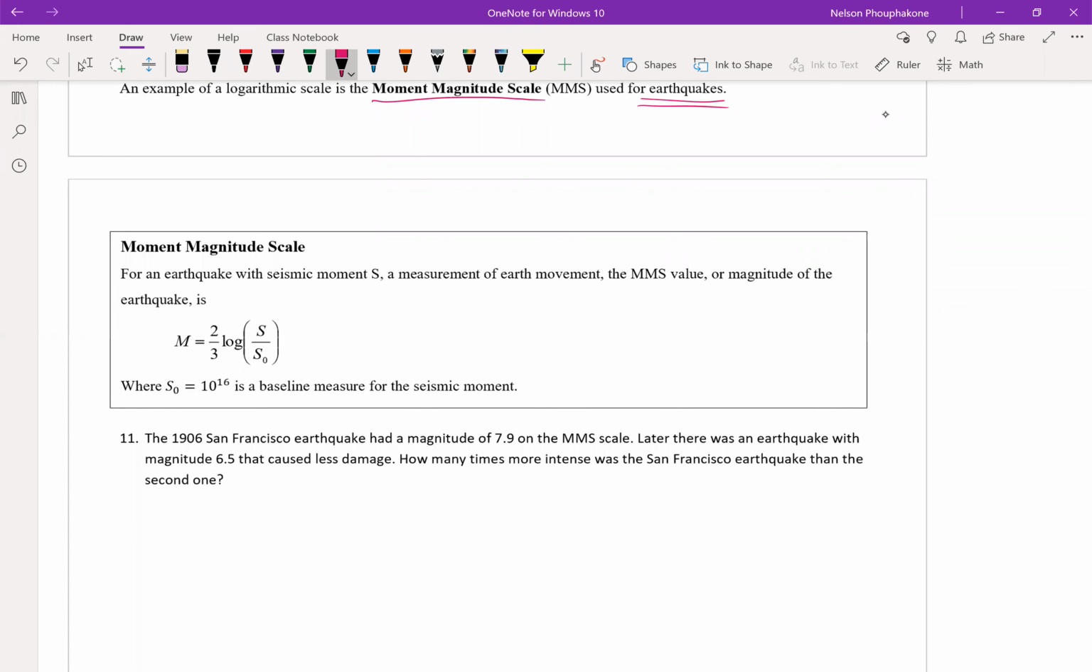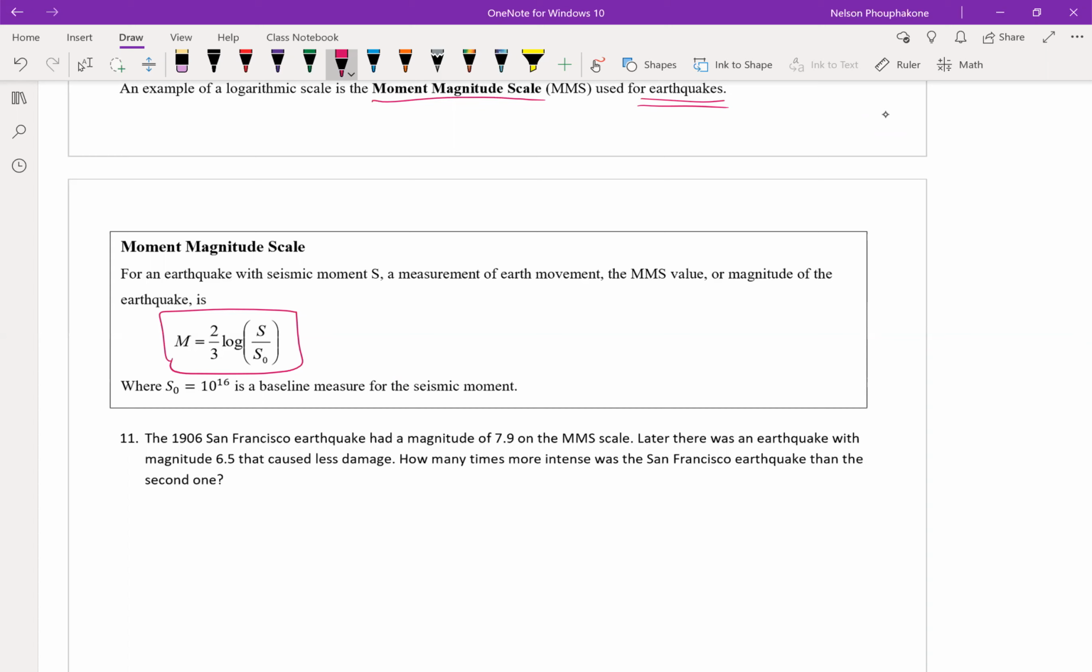Moment magnitude scale for an earthquake with seismic moment S. A measurement of earthquake, earth movement, the MMS values or magnitude of the earthquake is this formula right here. M equal to 2 over 3 log of S over S naught, where S naught is equal to 10 to the 6 is a baseline measurement for the seismic movement, okay? So how do we actually use this formula to help us to compare two earthquakes?